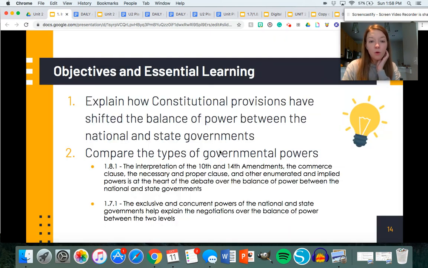Okay? So remember, your objectives were to explain how constitutional provisions have shifted the balance of power between the national and state governments. You do not have to give me all of them. Try to give me two for each. So two that have shifted power to the national government and two that have shifted power to the state governments, because otherwise that's a lot. And then compare the types of governmental powers. So we talked about three types of governmental powers in this video. Please compare them.